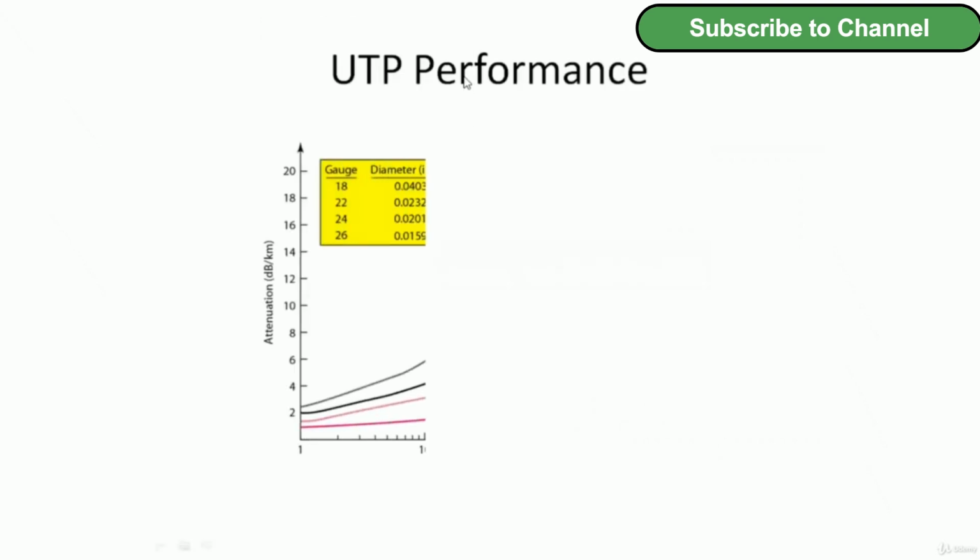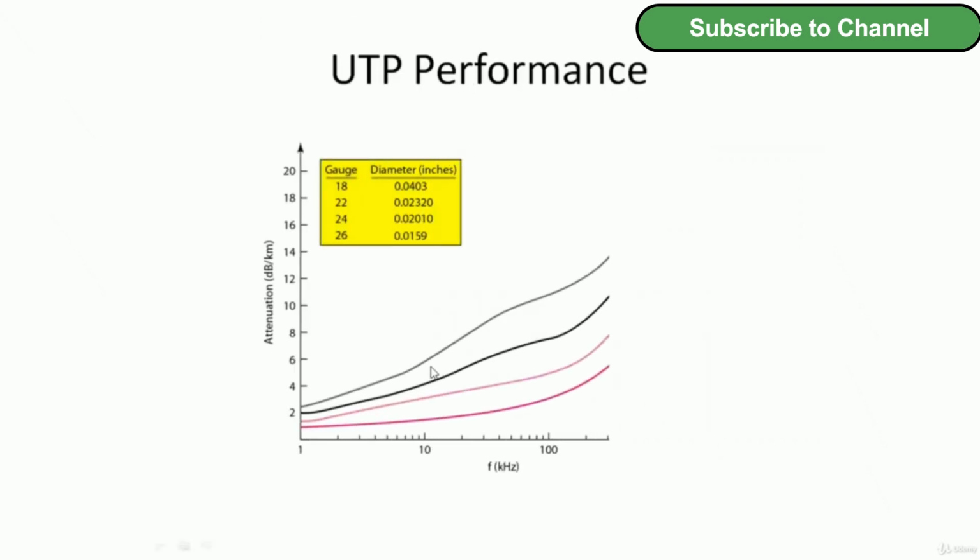After that, UTP performance, how it gives the performance. On the x-axis, the frequency is there, and on the y-axis, the attenuation is there, and the different gauges are used. For 18 gauge, the characteristics is like this: 22 gauge and 24, 26 gauge. This is the UTP cable performance. As frequency increases, the attenuation also goes on increasing.